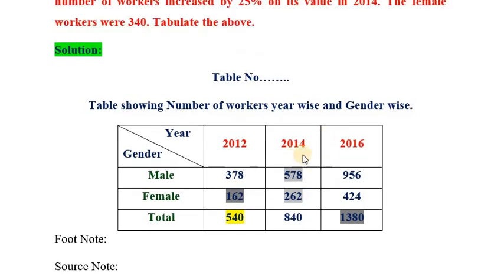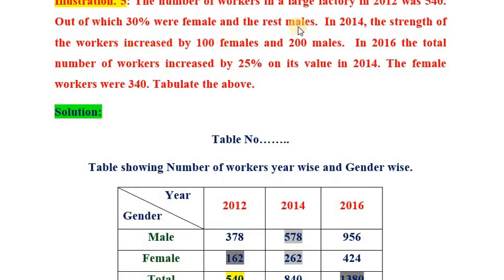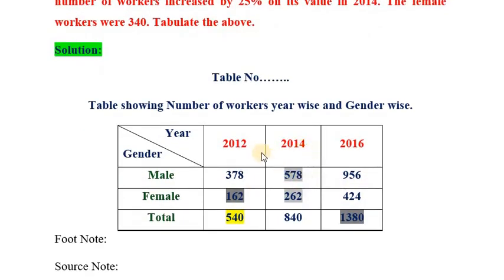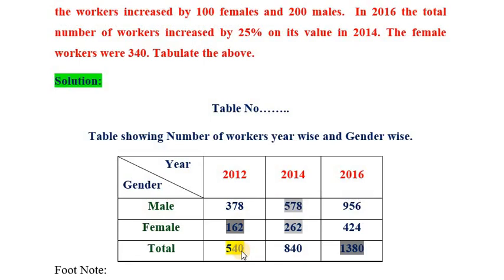And coming to the year 2014, what the information says here is, in 2014, the strength of the workers increased by 100 female and 200 male. So, the words 'increased by' should be taken into consideration to determine the number of female and male for the year 2014. And coming to the year 2014, total column, the information is given very clearly: the total number of workers have increased by, go to the male number of workers, they say the male population has increased by 200.